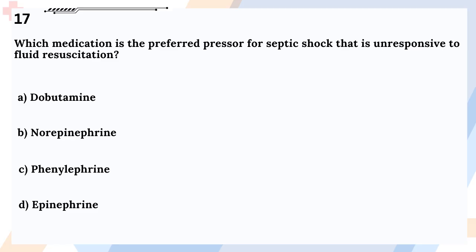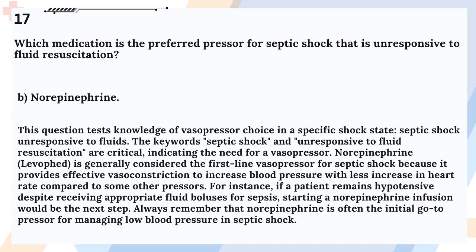A. Dobutamine. B. Norepinephrine. C. Phenylephrine. D. Epinephrine. Answer: B. Norepinephrine. This question tests knowledge of vasopressor choice in a specific shock state, septic shock unresponsive to fluids. The keywords septic shock and unresponsive to fluid resuscitation are critical, indicating the need for a vasopressor.